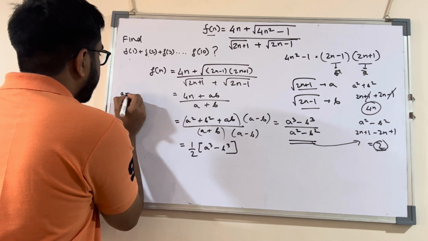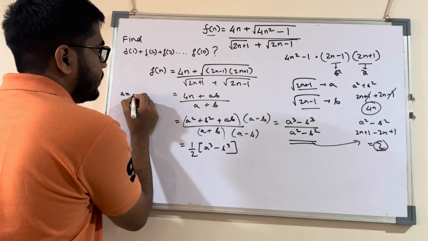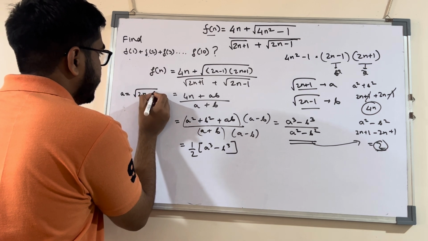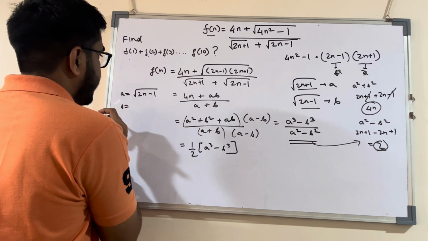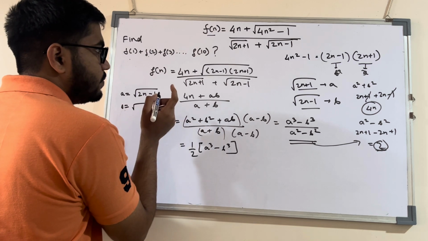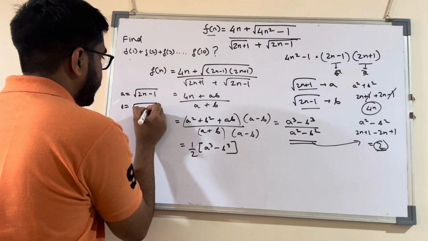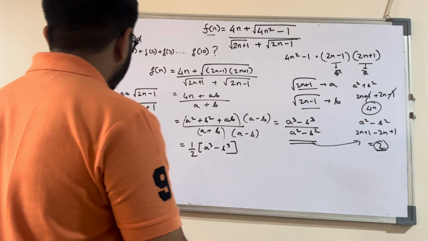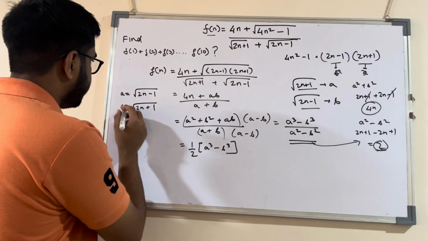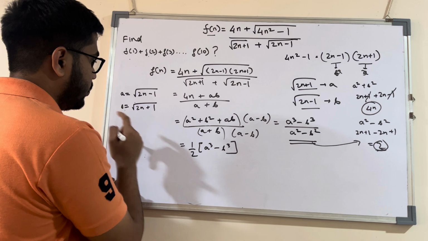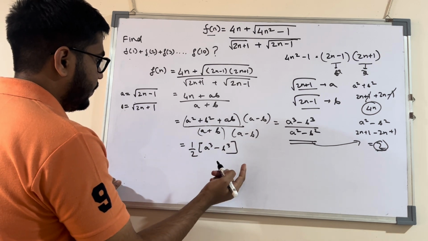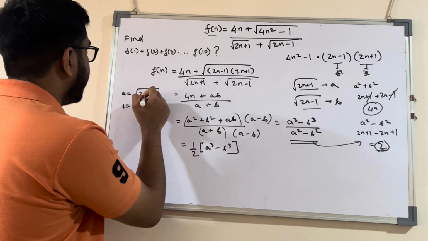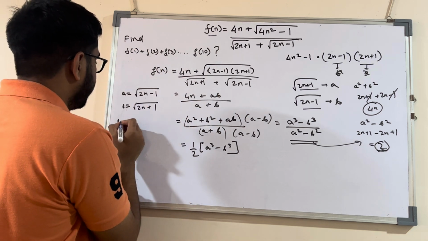What is A? A is root of 2n minus 1. What is B? B is root of 2n plus 1, right? So what do I do here? I do a cube minus b cube. What is n? n is equal to 1. So what is f of 1?